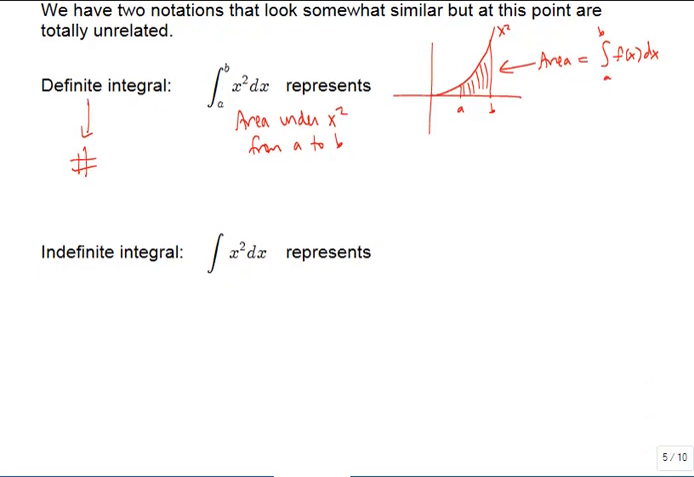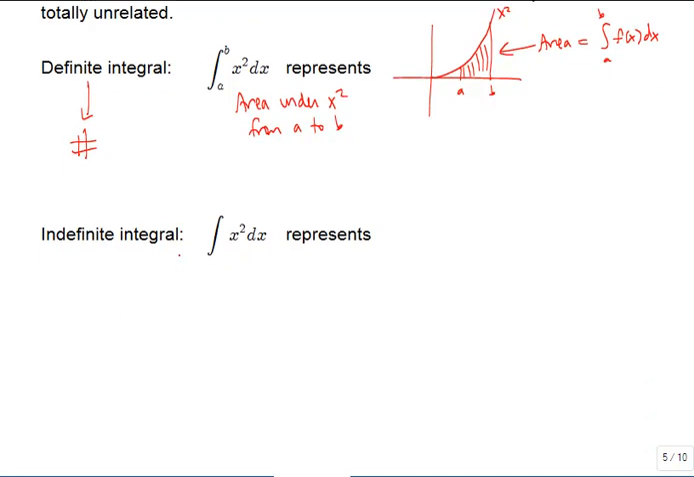Now let's contrast that to our indefinite integral. So this would look very, very similar, but notice there's no bounds. Now the integral of x squared dx represents the antiderivative of x squared. And we know what that would be.